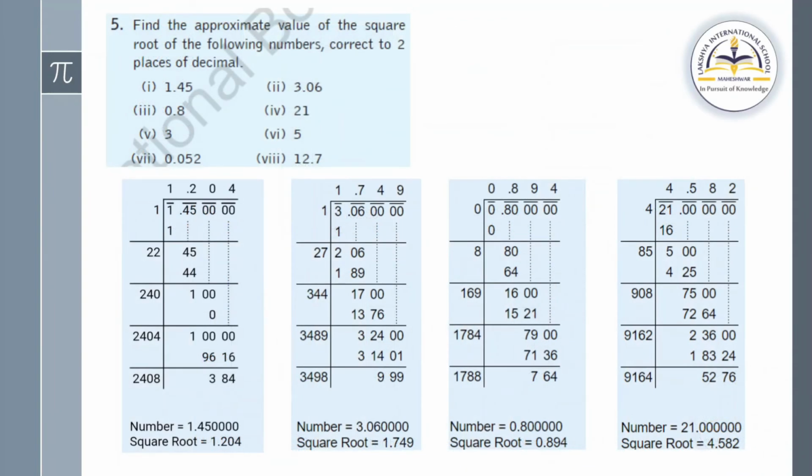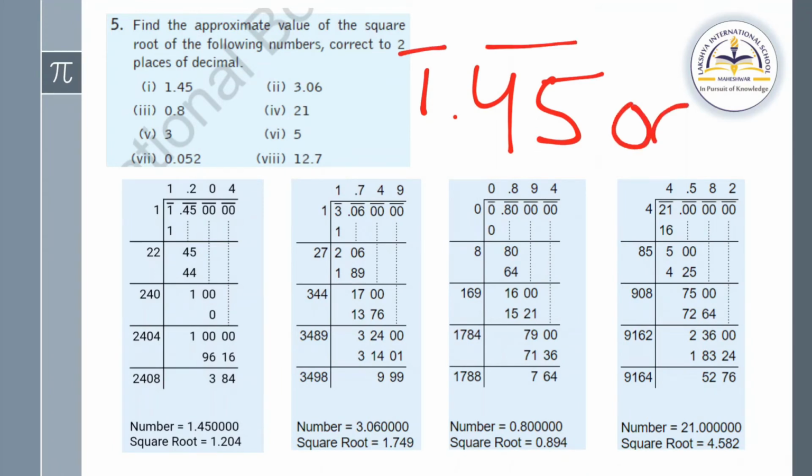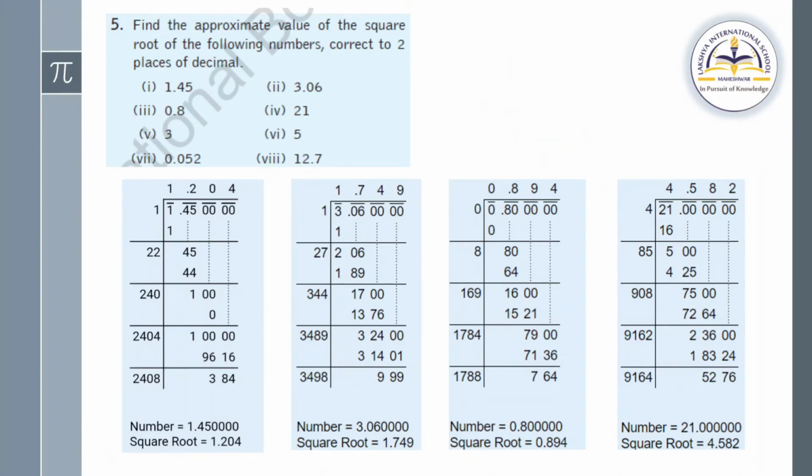Question number 5, find the approximate value of the square root of the following numbers correct to 2 places of decimal. Now for 2 places of decimal we have to take, now first we will take the pairs. Okay, that will be 1.45. Okay, so 1 is our single pair, then 45. Now for 2 places you have to take 00 and again 00, which will be the new pairs. Now for this we have to solve.